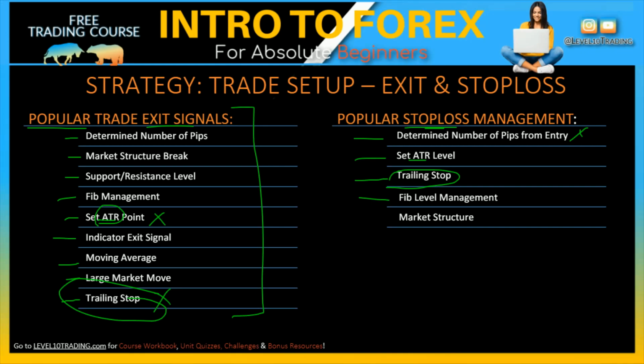Again, fib level management. As your fib levels are on the screen, if price is going up like this, you say, okay, as price passes this fib level, we move the stop loss here. And as price passes this level, we move it here. And as price passes this level, we move it here.